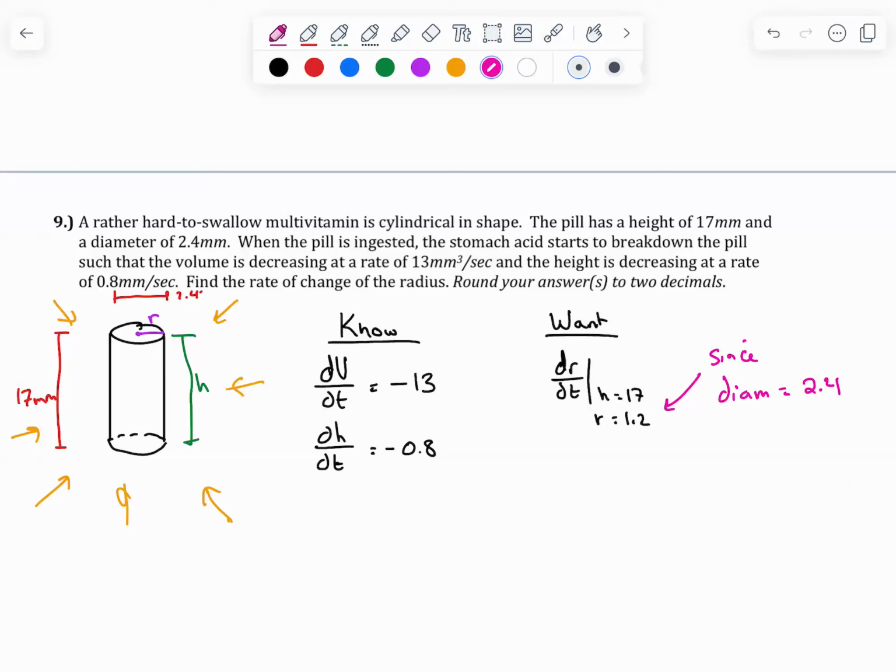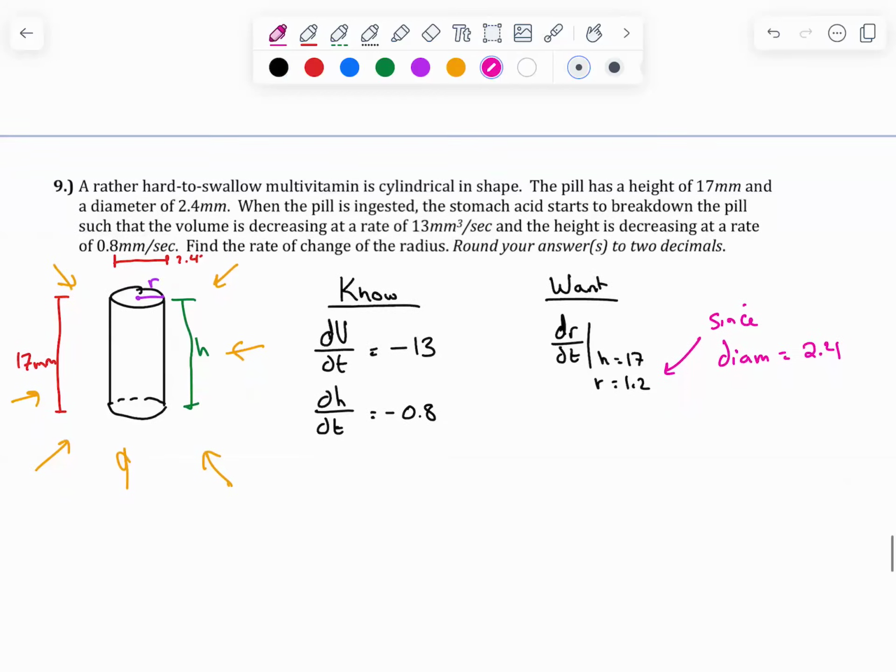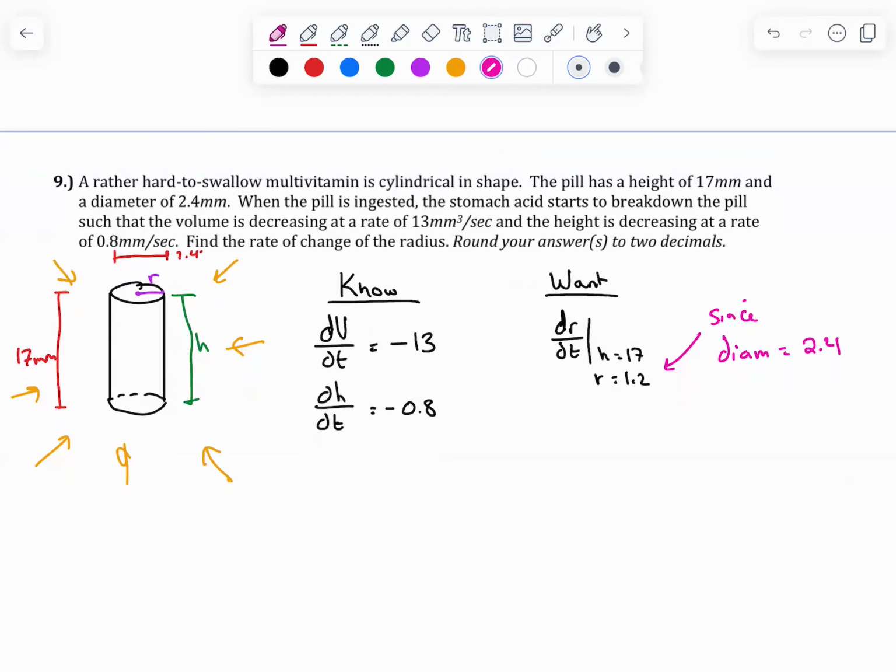Okay. Problem is, though, I don't have a formula. But I promise you all formulas that are necessary will be provided, and the volume of a cylinder is something we need to have because that's the shape in question. And the volume of a cylinder is V equals pi r squared H.